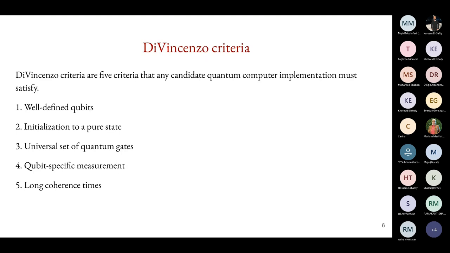And then we have to be able to do measurements on our qubits and eventually determine whether it's zero or one by the end of the measurement process. And this is actually the fifth condition, which is to have a technology that has a long coherence time. So the coherence time is one of the most challenging features for the development of any kind of qubit.